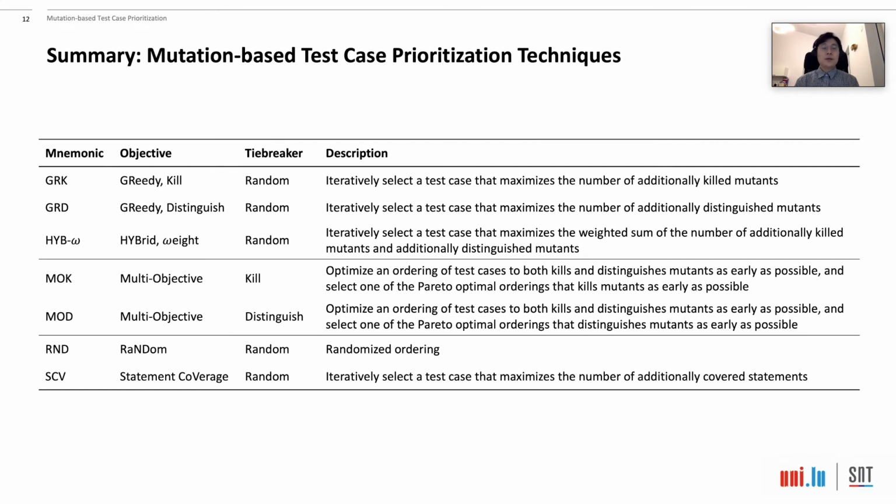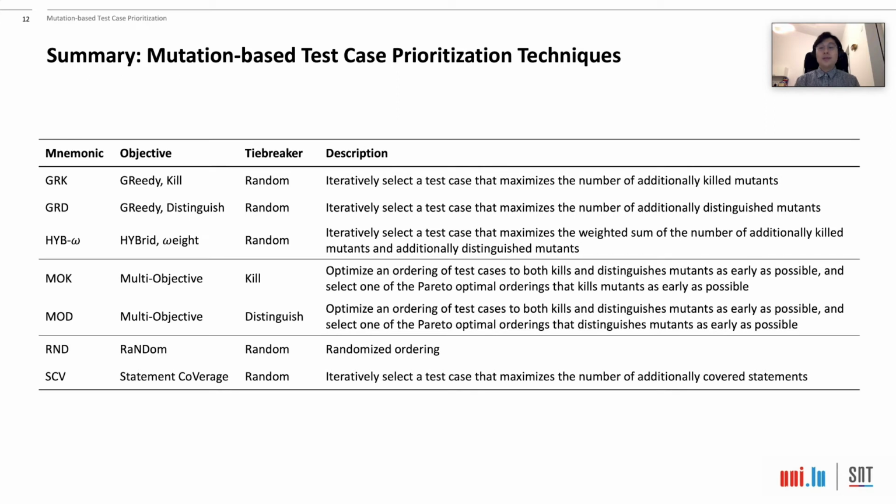In summary, this paper considers 7 different prioritization techniques. The first 3 were already presented in the previous slide. And then MOK and MOD are the multi-objective based approaches, which are not the focus of this presentation. At the end, we have additionally introduced 2 techniques, which are RND and SCV. RND is simply random ordering of the test cases. This is the baseline of all techniques.